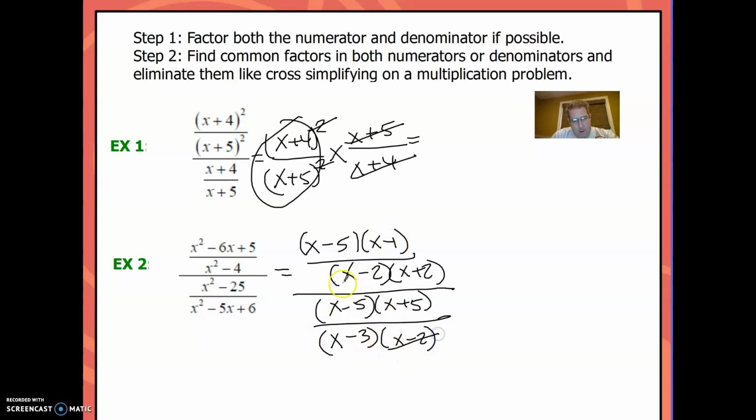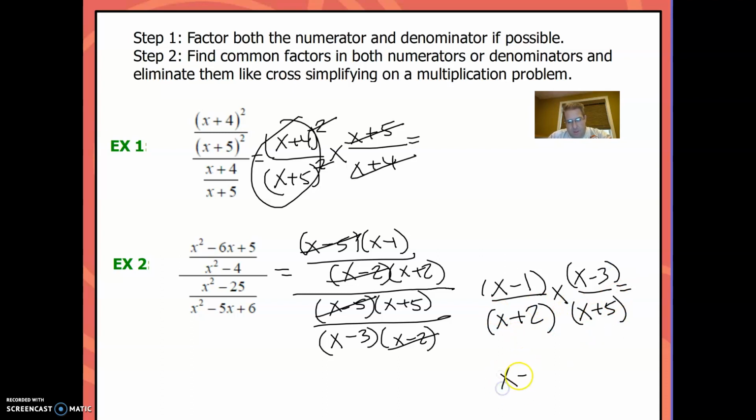Okay, in the denominator, they're in both denominators. If they're in both the numerators or both of the denominators, they can be reduced. So this is also in the numerator, this is also in the numerator. So now I'm left with x minus 1 over x plus 2 being multiplied. So leave this alone, change this to multiplication, change the bottom to its reciprocal, which would be x minus 3 times x plus 5. So then I could multiply. So I'm going to be left with x minus 1 times x minus 3 over x plus 2 times x plus 5.